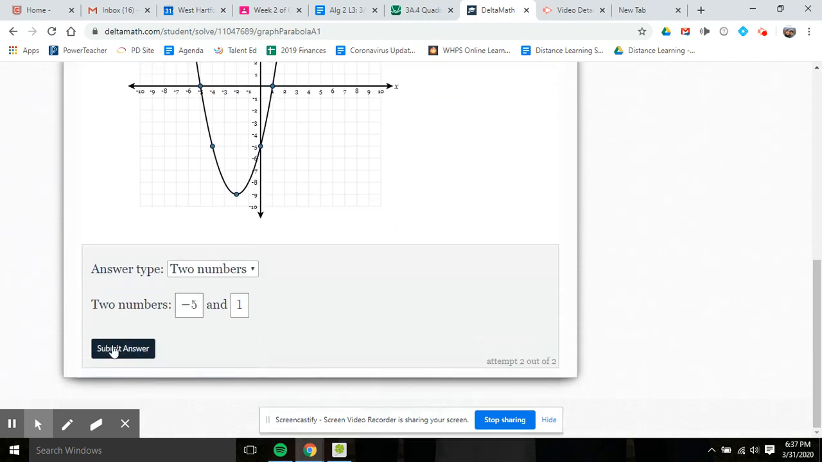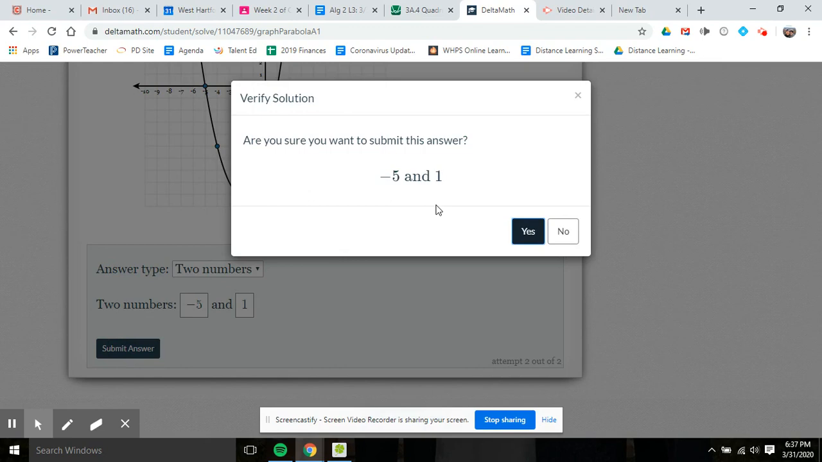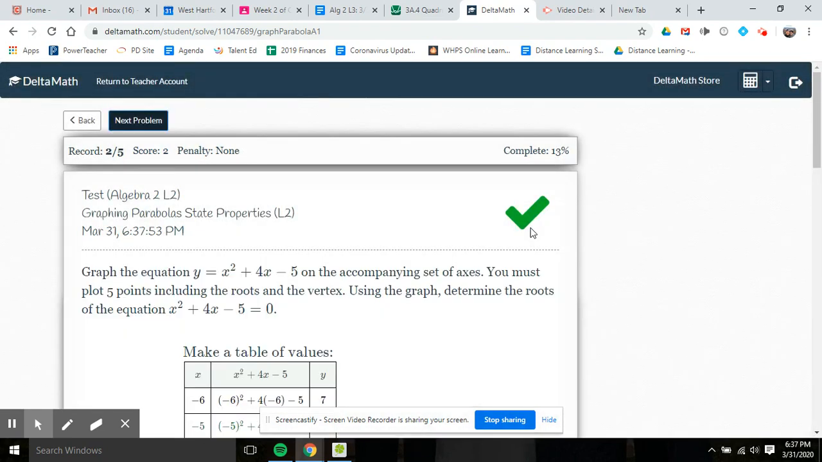When I submit my answer now, the same exact answer with the -5 and the 1, I got a check mark solely because I changed to having the roots and the vertex. So hopefully that might help some of you that are like, I thought I did this right, but I'm getting it wrong. Hopefully this helps.